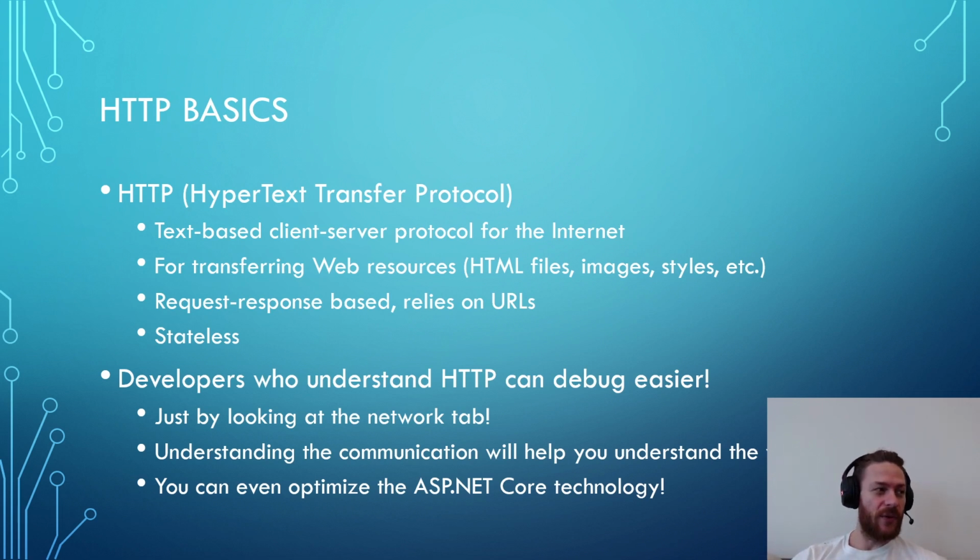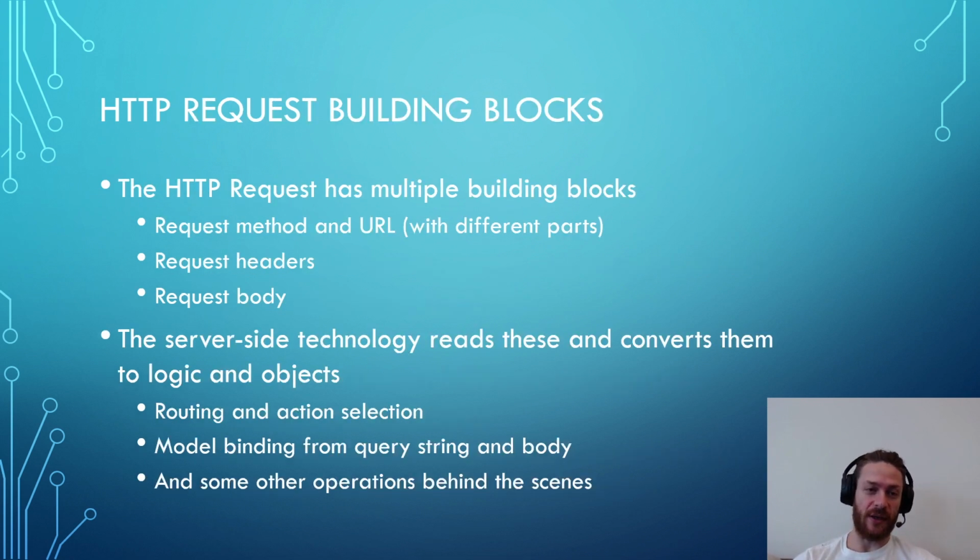So every time you need to debug something in a web browser, make sure you check the request and the response. It will help you identify whether the issue is in your JavaScript or in your backend app. And that's half of the job done, actually, identifying what is not working, the server or the client. Additionally, by understanding HTTP, you can optimize the ASP.NET Core technology. You can optimize some of the requests. You can leverage different kinds of features that are included in the ASP.NET Core technology.